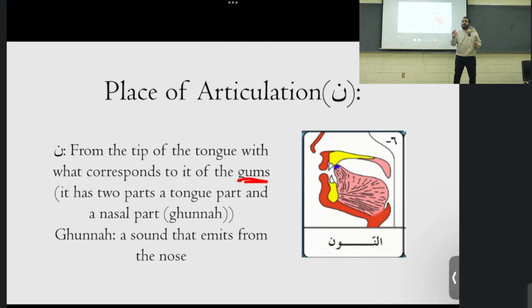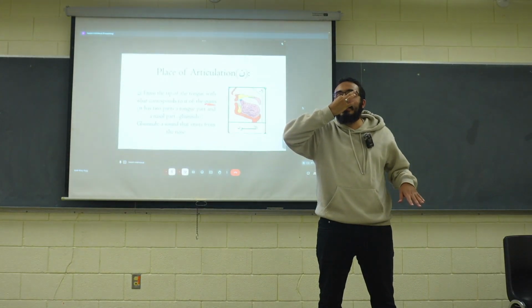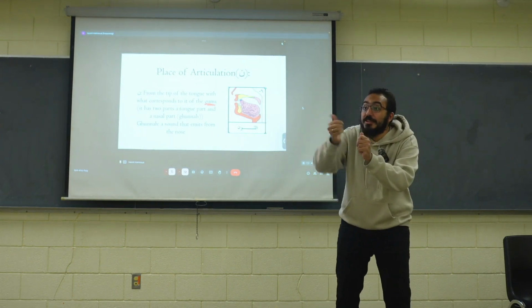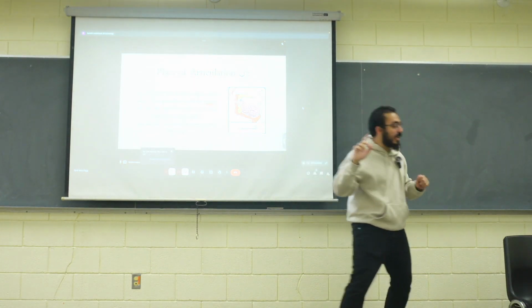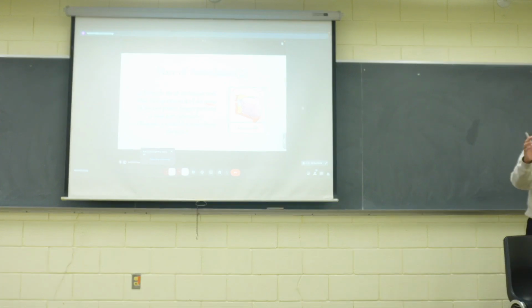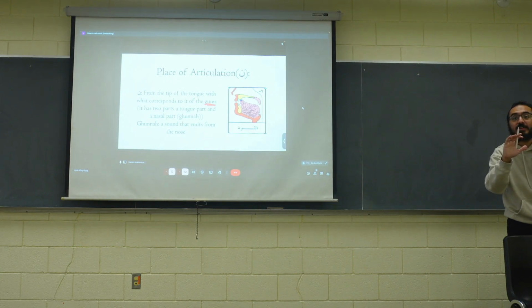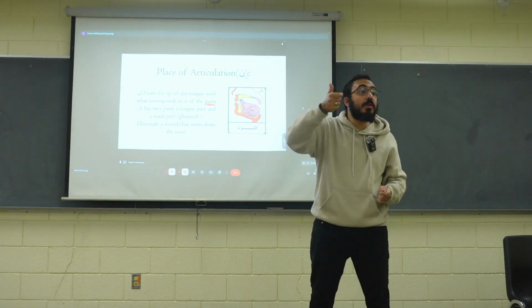With the noon, there's something different about the noon. Khalas? I want to try this. Close your nose and just say n. So the noon actually does not happen without the nose. So the Shaykh says it has 50% from the tongue and 50% from the nose. Because I cannot create the sound of the noon without the ghunnah.